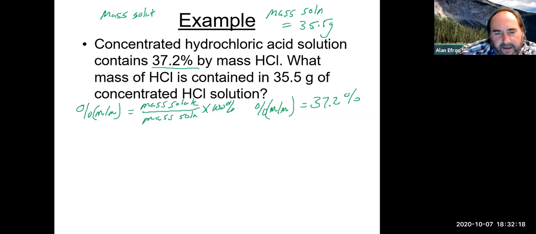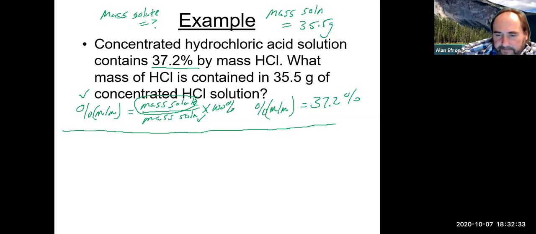There are a couple ways you could do it. You could just plug and chug into this equation, since you have everything but the mass of the solute, and come up with the answer. You could also approach this more as a conversion factor. When it says you have 37.2% by mass hydrochloric acid, you could turn that into a conversion factor, because what that means is mass per mass. If you assume 100, which is usually what we do when dealing with percentages, we could say that there is 37.2 grams of HCl in 100 grams of solution.